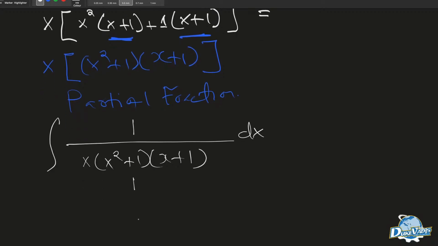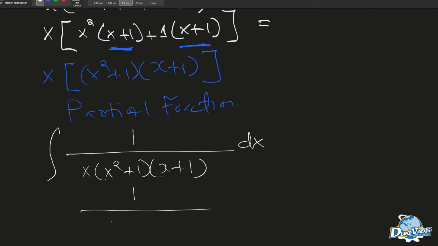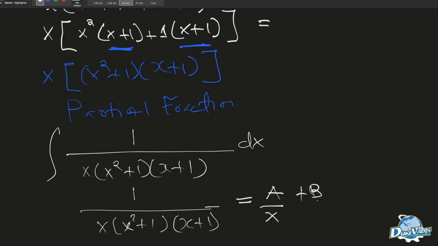1 over x times x squared plus 1 times x plus 1. This will be A over x plus B over x plus 1, plus Cx plus D, all over x squared plus 1.